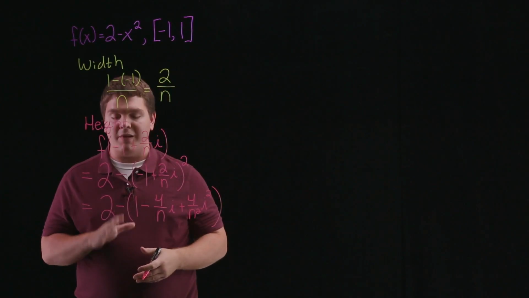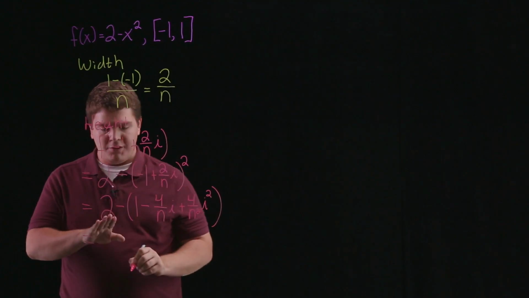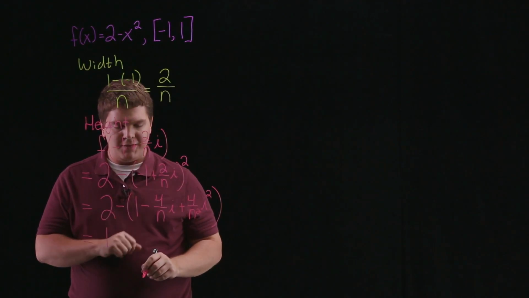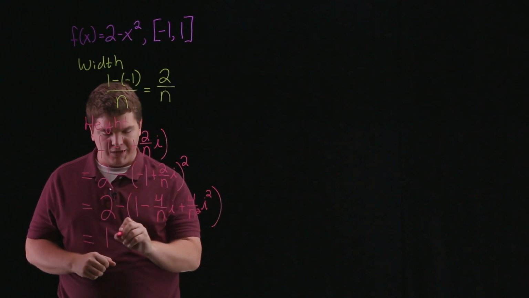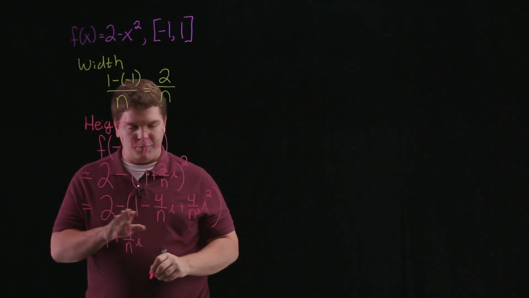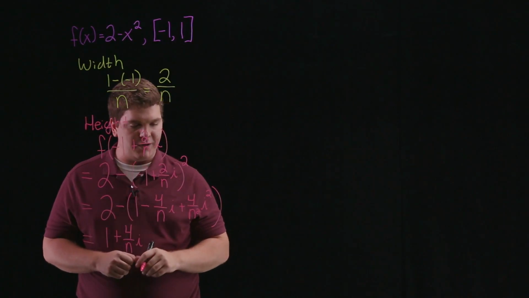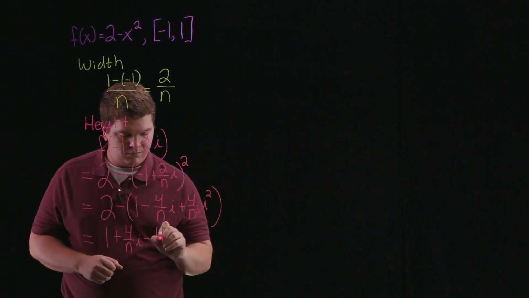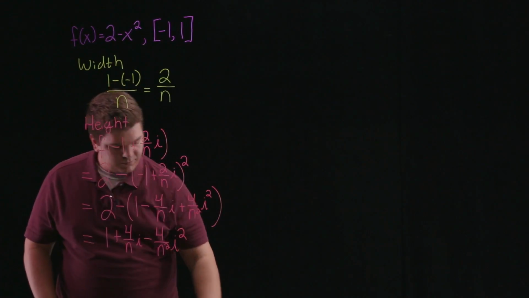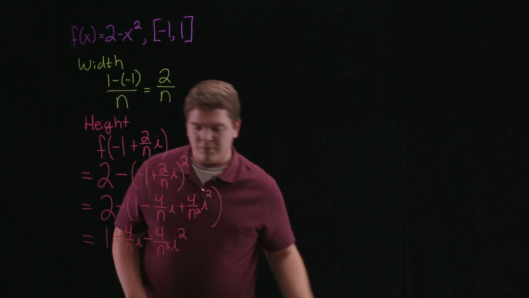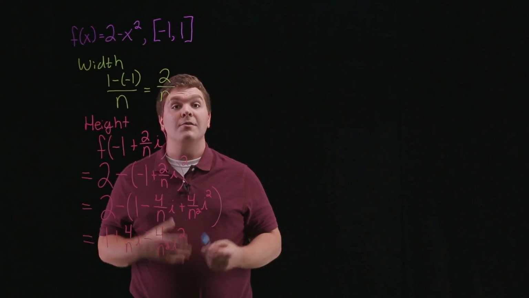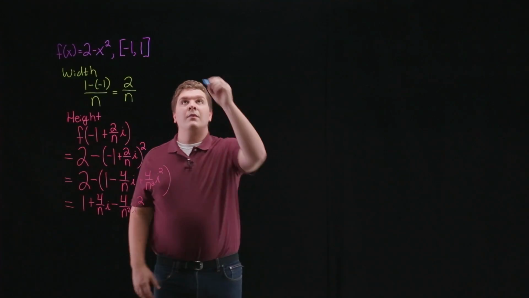And again, we can keep simplifying. So we have 2 minus 1 will be 1, and we'll distribute this negative sign, so we'll be adding 4 divided by n times i, and we'll be subtracting 4 divided by n squared times i squared. So here we have the height of all of our rectangles, and we also have the width of our rectangles. So now we can go ahead and write out the area.